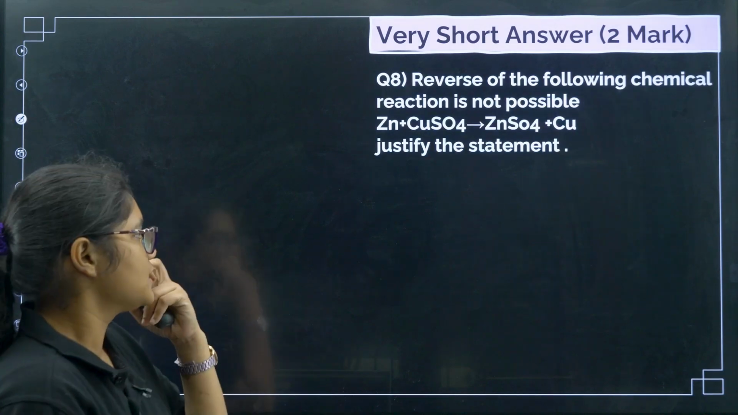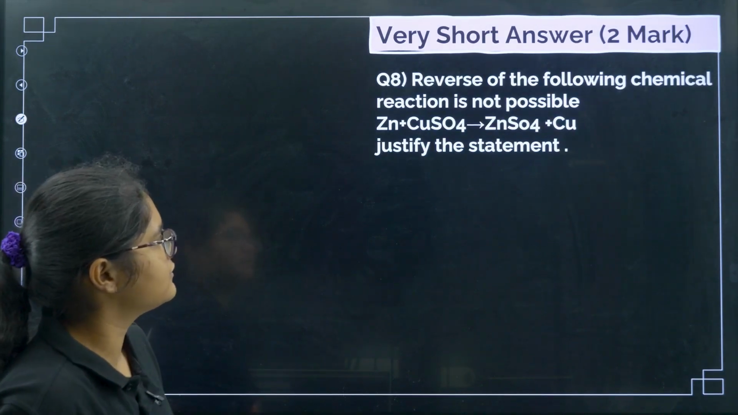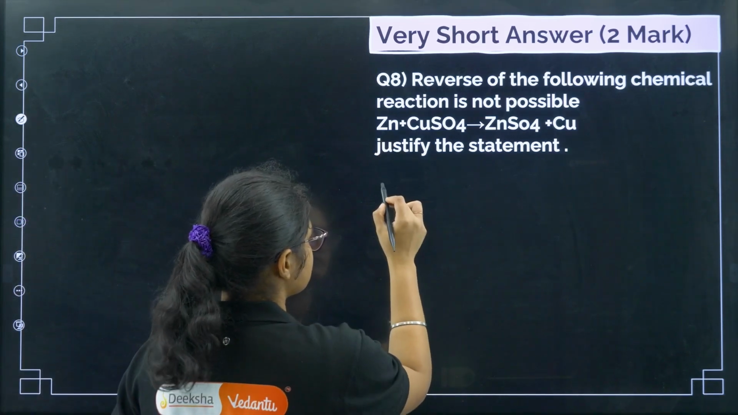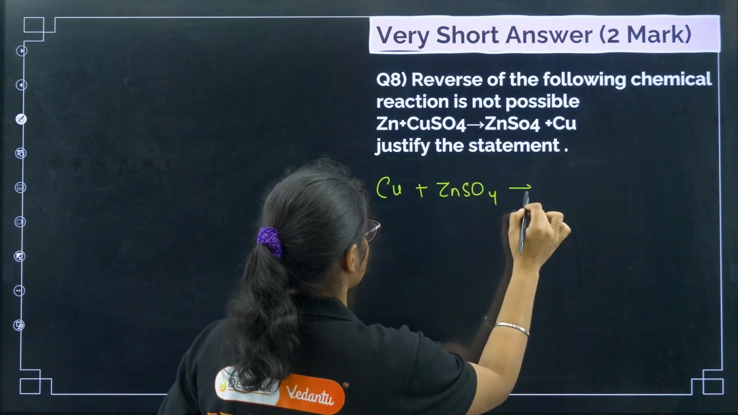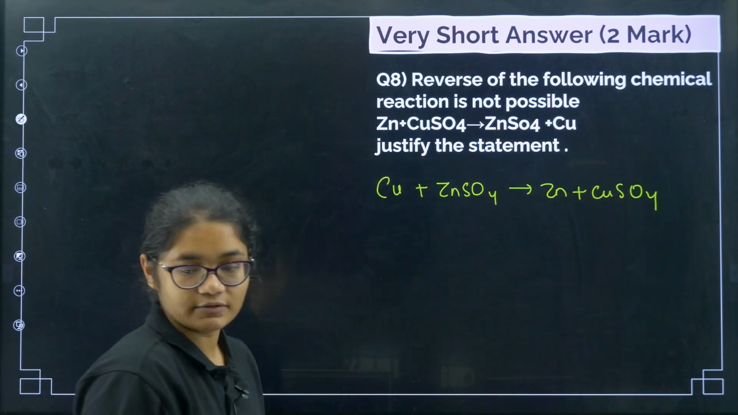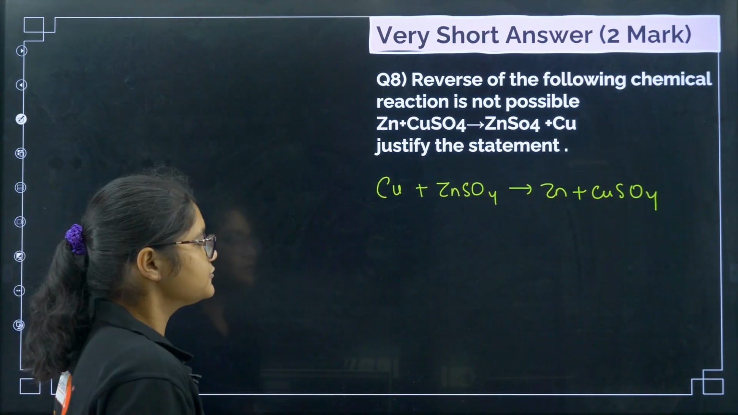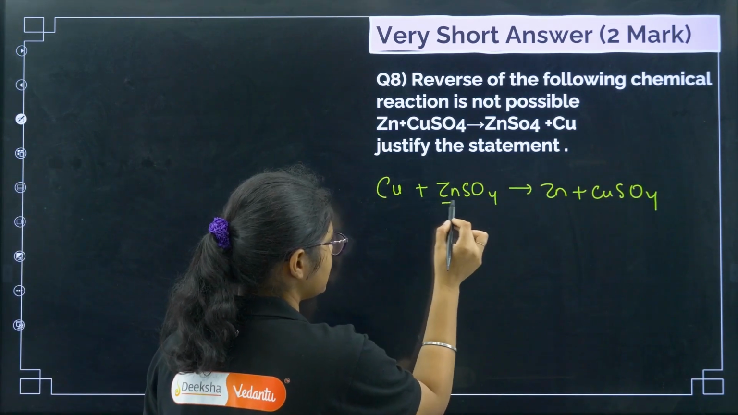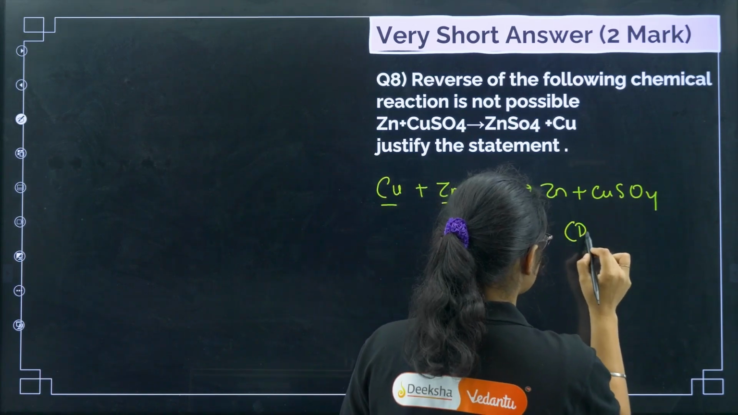Next, reverse the following chemical reaction. Reverse of the chemical reaction is not possible, justify the statement. So if I reverse this reaction, what will I get? Copper plus zinc sulfate giving me zinc plus copper sulfate, right? Now the statement says this reaction is not possible. What is the reason? First of all, what is this reaction? If you see, zinc is replaced with copper. So this is a displacement reaction, right?